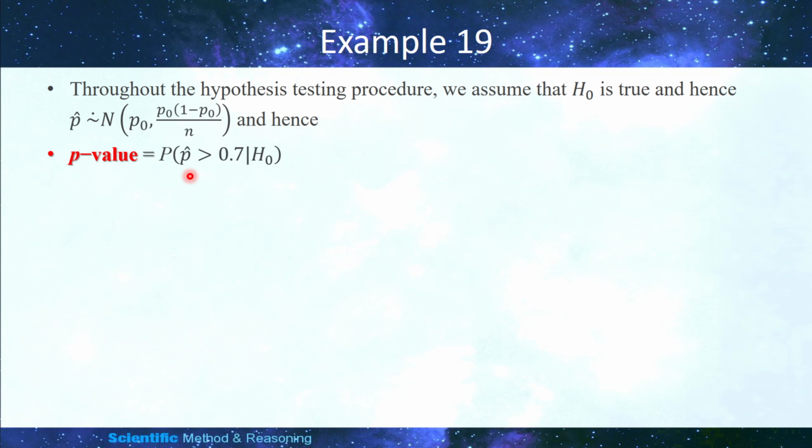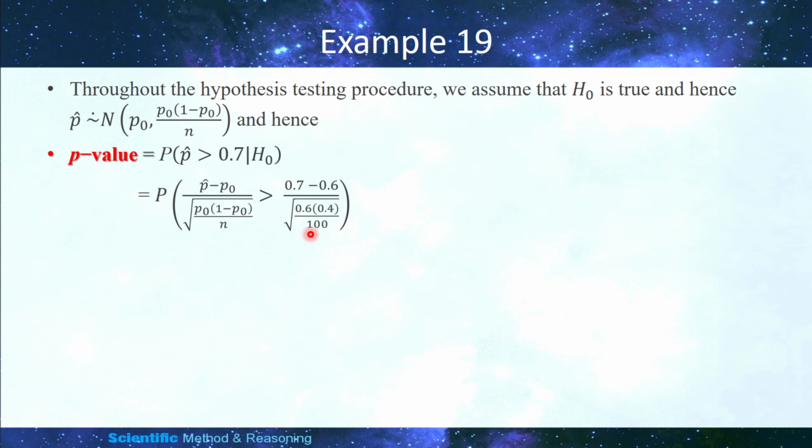And therefore, based on the observation with a sample proportion of 0.7, the p-value would be: what is the probability that we can observe a sample proportion of 0.7 or above? So by the central limit theorem, under the null hypothesis, we know that P naught equals 0.6. Then by the Z transformation, P hat minus its mean divided by the square root of its variance.